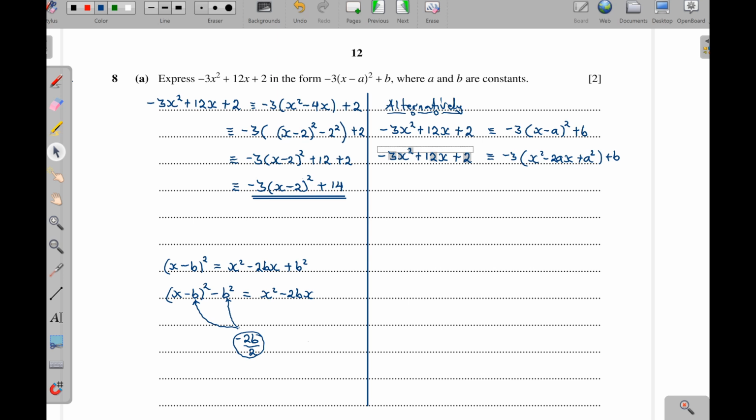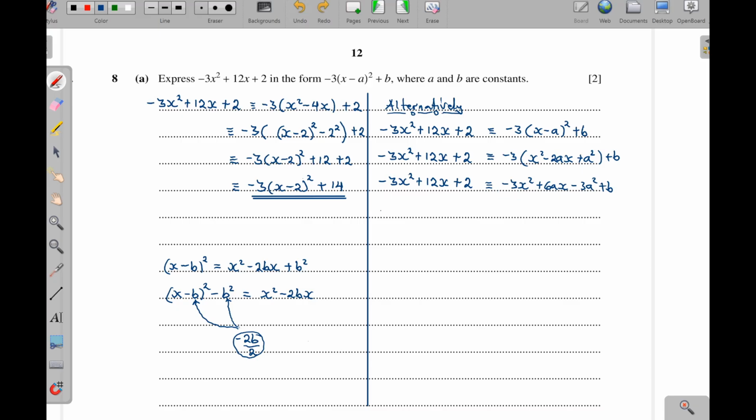And then next would be, you open the brackets here, multiply all through by negative 3. So we shall have negative 3x squared, then plus 6ax minus 3a squared, then plus b. Now we can equate coefficients. So the coefficient of x squared here is negative 3, and it is also here negative 3.